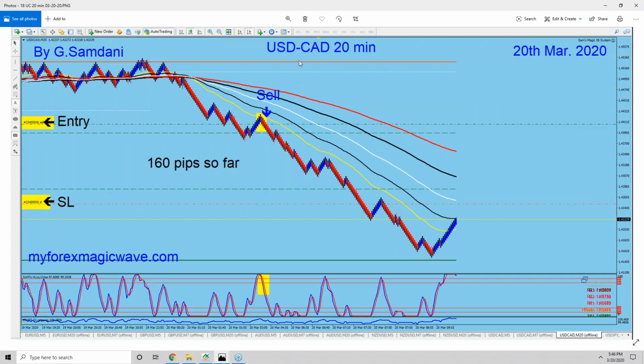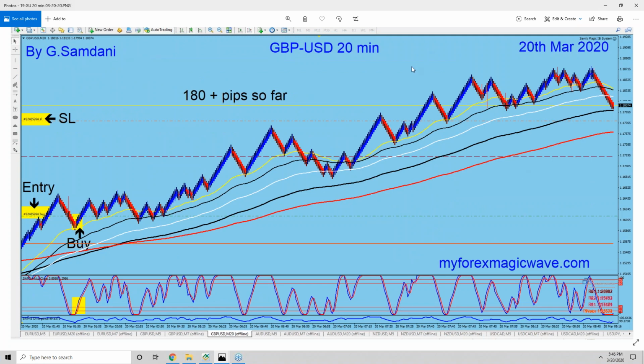And here on the 20th, USDCAD now dropping. Why? Because of the CAD strength, I guess. So it went all the way up, and then nicely started dropping here. From here, beautiful entry by the book, 160 pips so far.